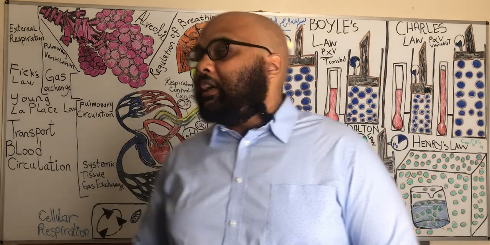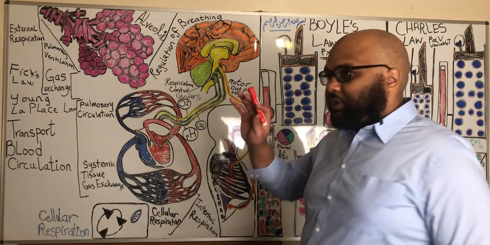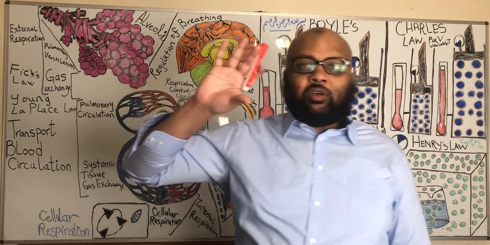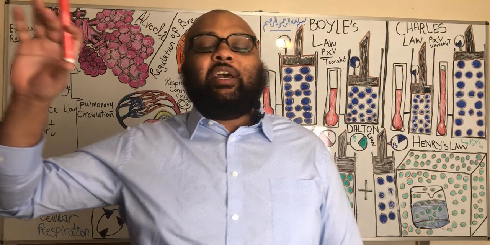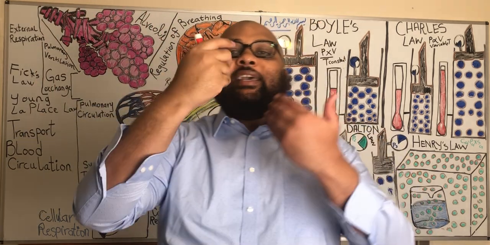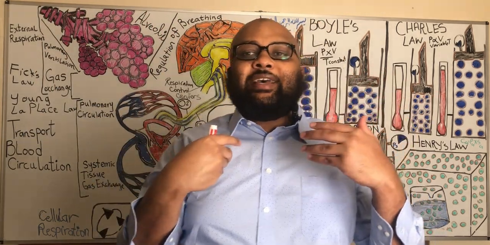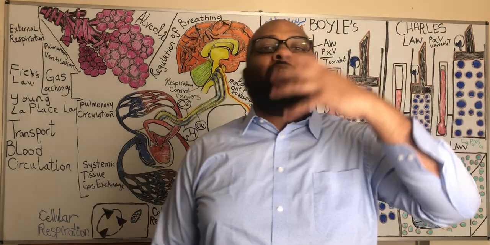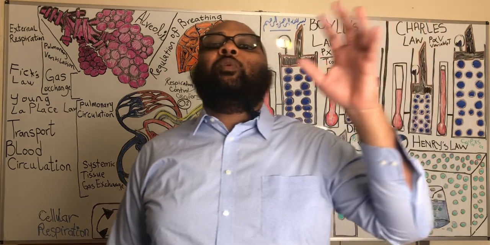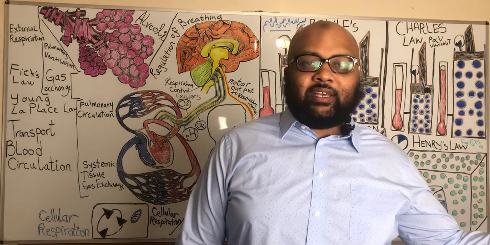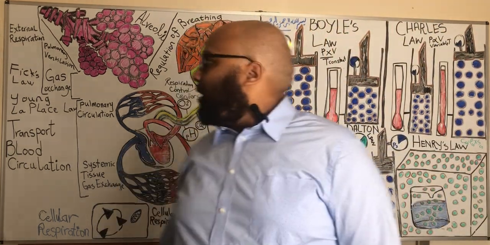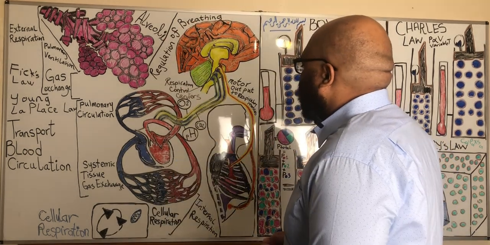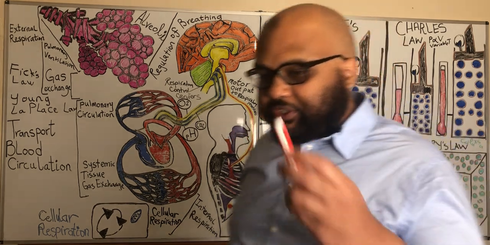So, the first thing we need to understand is that there is external respiration. External respiration refers to the exchange of gases between the lungs and the atmosphere. We are receiving oxygen in the lungs and we are venting and exhaling carbon dioxide. That's external respiration. The other important thing we need to know is that there is also internal respiration.